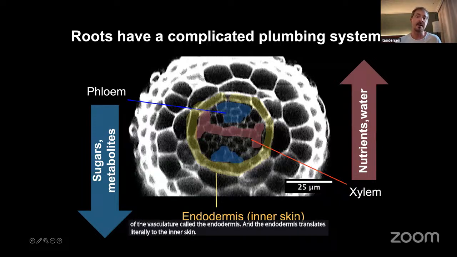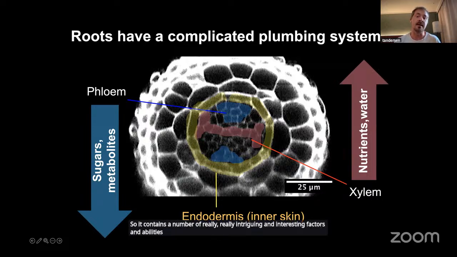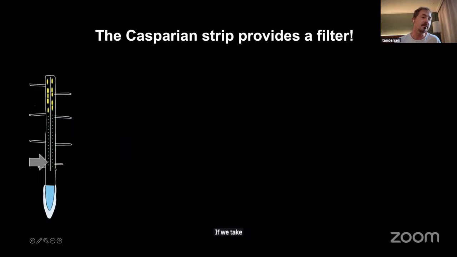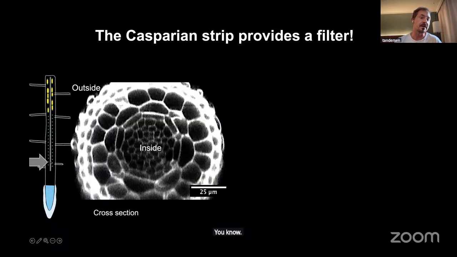So it contains a number of really intriguing and interesting factors and abilities that make all this possible and allow the root to coordinate all these different things. If we take a look at a root here, you have the root tip here, and then as the cells differentiate, you start to have this development of the root, and there are some very interesting aspects happening here that enable these things.